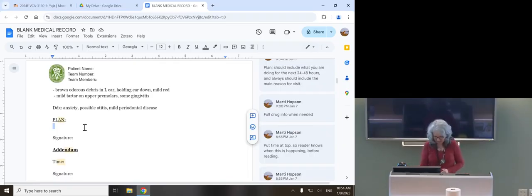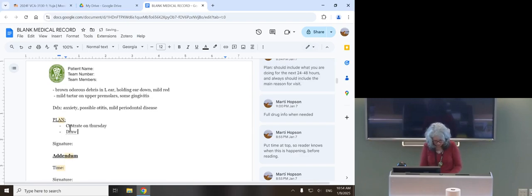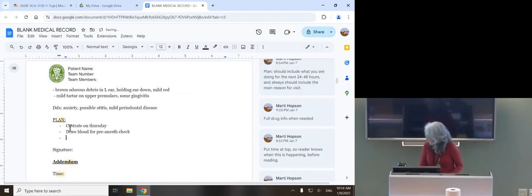So under plan, again, I've made a note up here. The plan should include what you're doing for the next 24 to 48 hours and always should include the main reason. So plan, we're going to castrate on Thursday in lab or in the morning or whatever. Okay, so we're going to draw blood for a pre-anesthetic check. We're going to recommend, or we could say, a full oral exam under GA. I know that's later on, but at least you're addressing the problems.